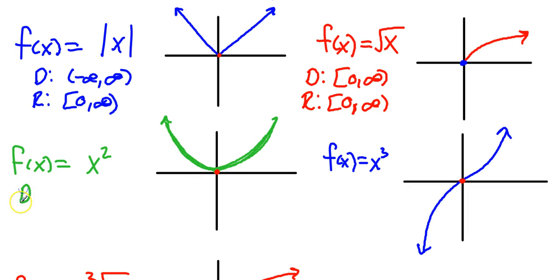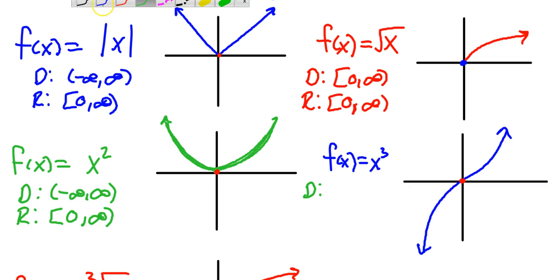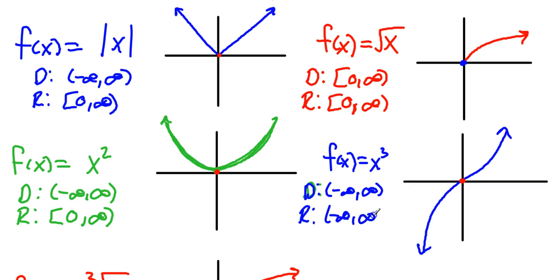X squared domain is still negative infinity to infinity. Range is also 0 to infinity. So those have basically the same domain and range there. X to the third, you can plug in any number you want to, so it's negative infinity to infinity. The range is going to be the exact same thing because there's always an answer you can get out of this part of it. With x squared, anytime you square a number, it always makes it positive, so that's why 0 is the cutoff line on that one.